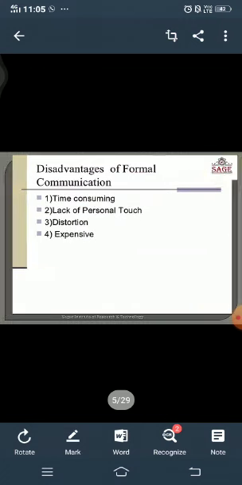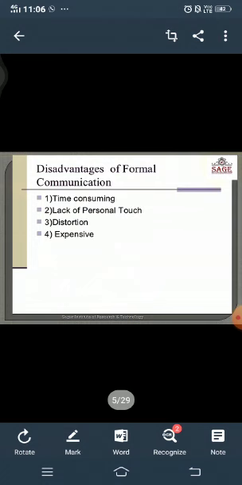Then we have the disadvantages of formal communication. What are the disadvantages? First, it is time consuming, because it has to follow a proper channel. Then lack of personal touch, because it is coming from a source which is not directly related to you or in touch with you, therefore it loses the personal touch. Then there can be distortion, and it can be expensive. Why can it be expensive? Because it has to follow a channel.